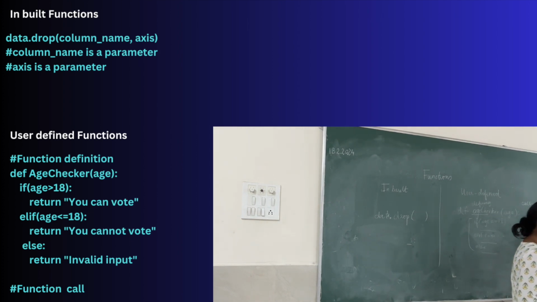Now again, I want to check if the age is 18 or not. So here I'll just call my function, I'll say age checker, and I'll give the age. For example, my age is 18.